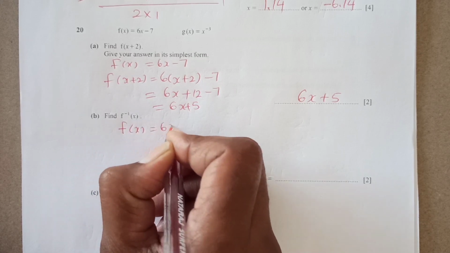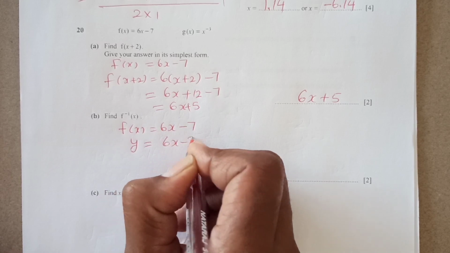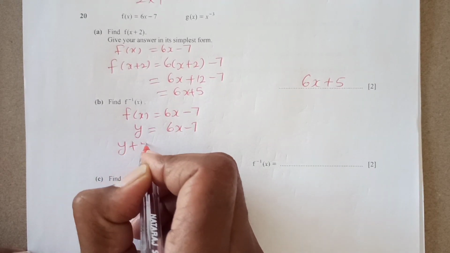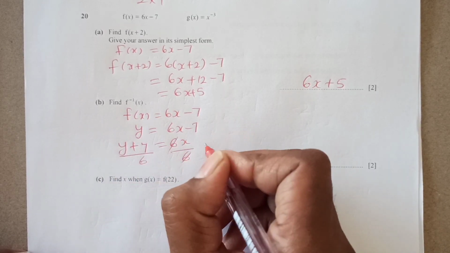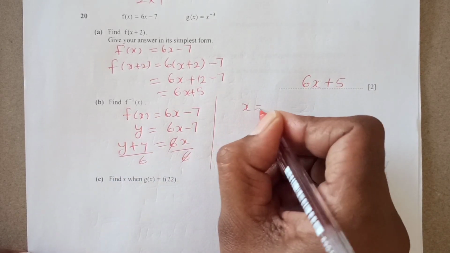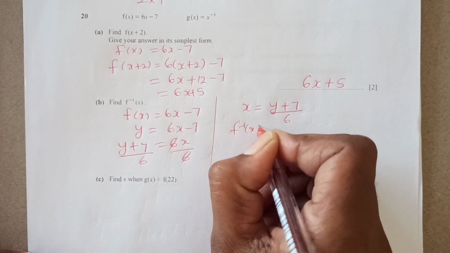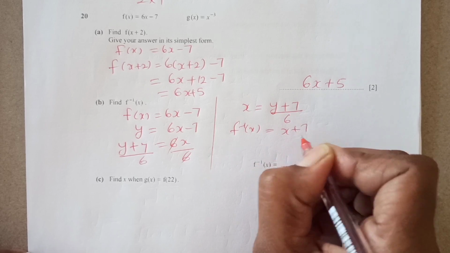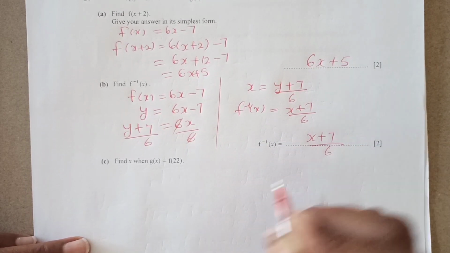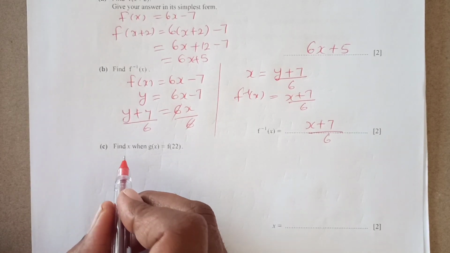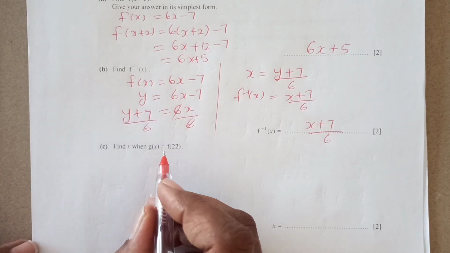Now f inverse of x. If you have f(x) here, f(x) is 6x minus 7. So let's say it is equal to y. Now make x the subject. This will become (y plus 7) over 6, x over 6 over 6. So then x is equal to (y plus 7) over 6. So f inverse of x, in terms of x, will become (x plus 7) over 6. Right.